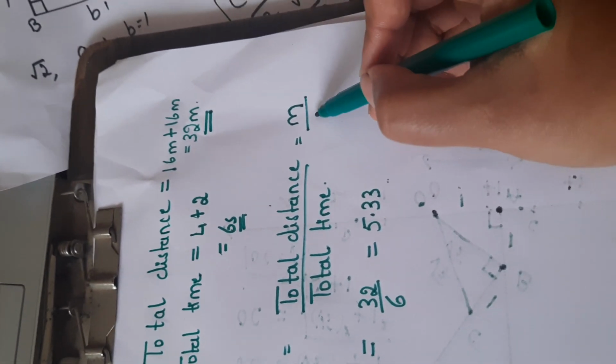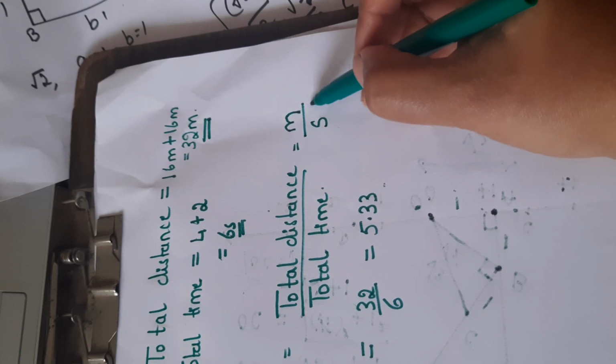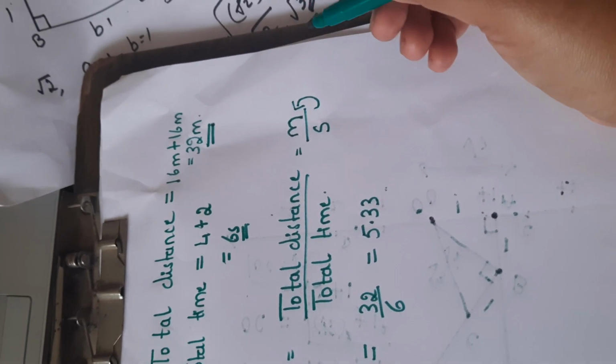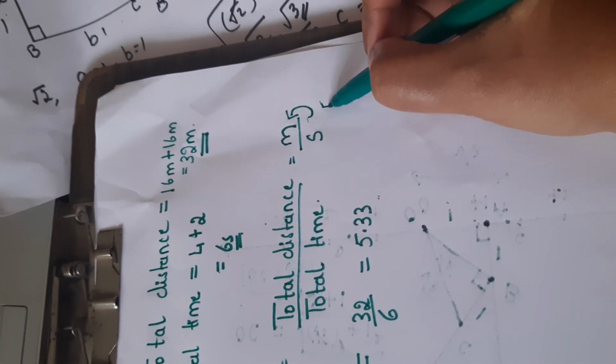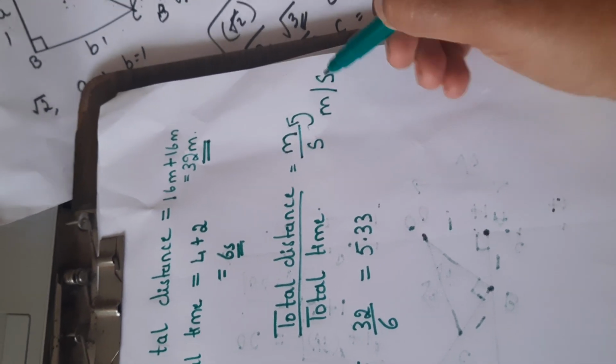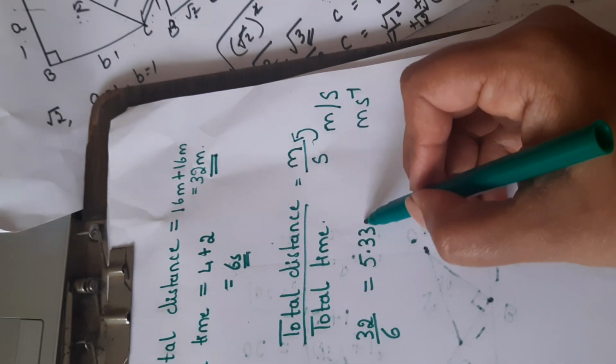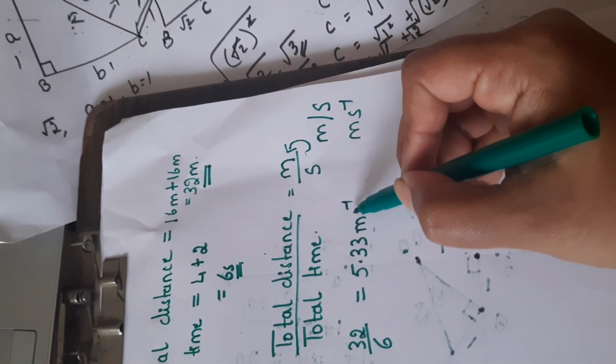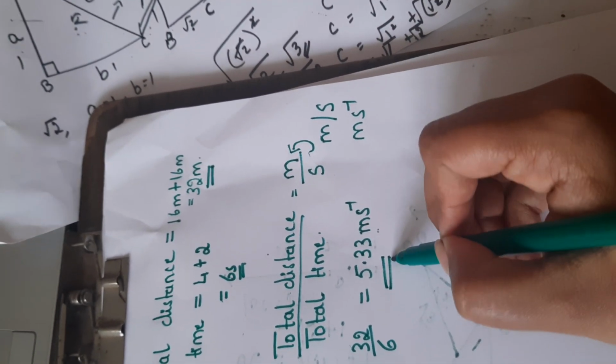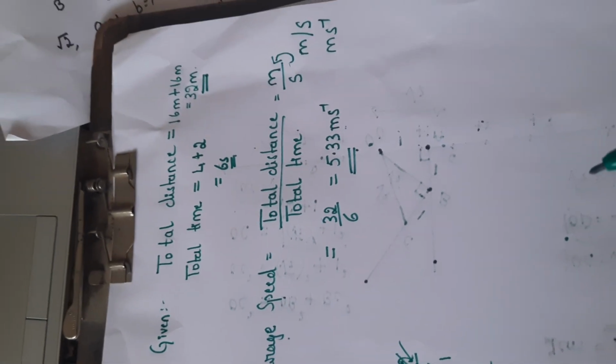The SI unit of time is second. If you want to write it in a single line, you should take s to the numerator. When you do so, it is meter per second. You can write it also as m s to the power minus 1. 5.33 meter per second is the average speed.